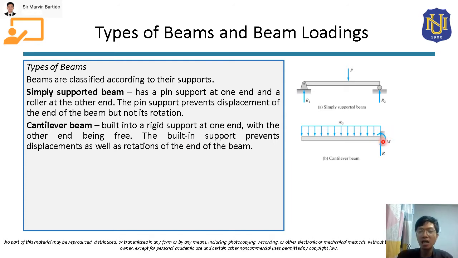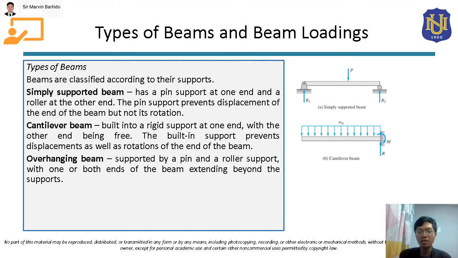Okay, so class, as we know, for fixed supports, there will be a moment reaction, right? So meaning to say, since there is a moment reaction, the support now will restrain the beam to rotate. So that will be the second type of beams.